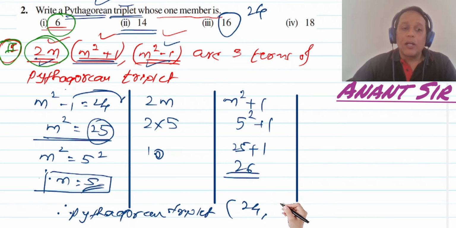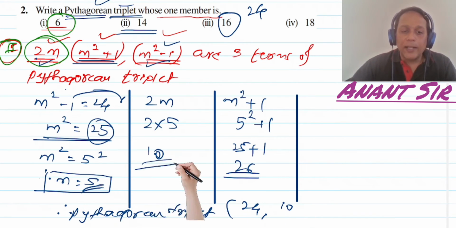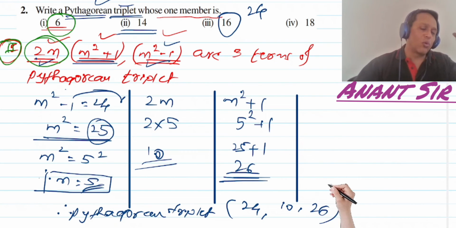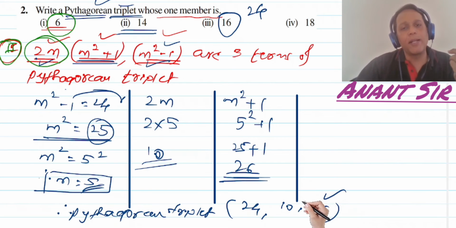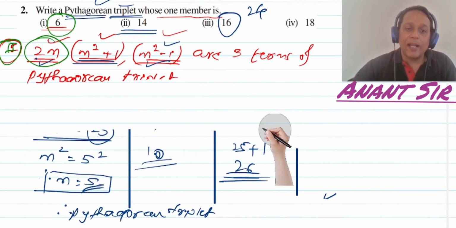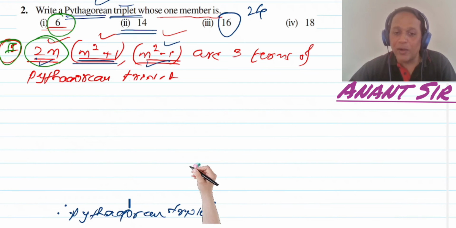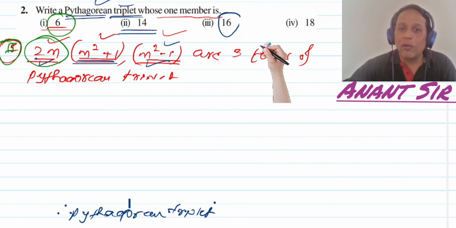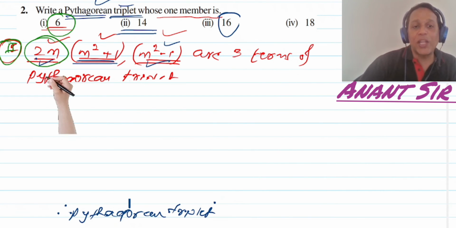Then the other two members we have found are 10 and 26. So if we want to know what is the hypotenuse here, it will be 26. Simple. So now let's solve question number 3. I had just changed the number there, but now we are going to solve the original question number 3. It is 16.